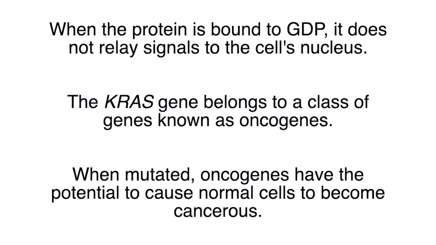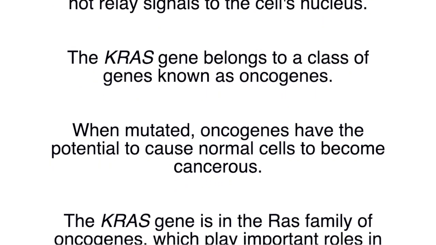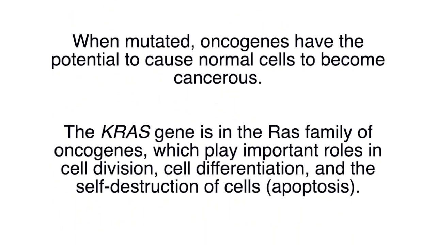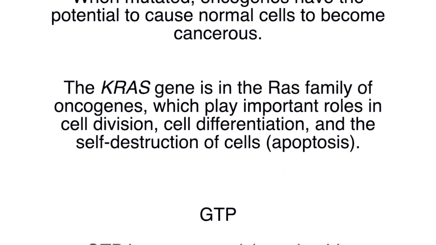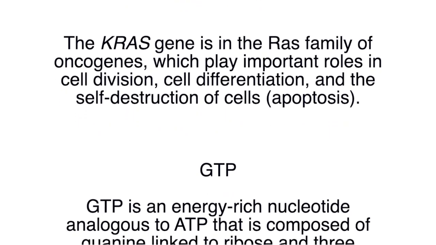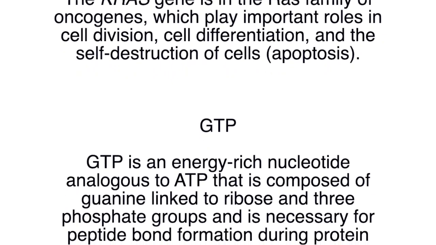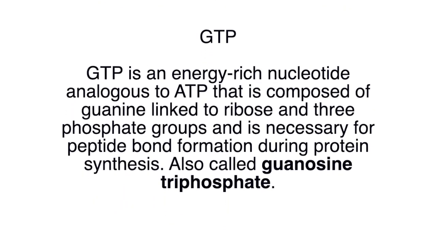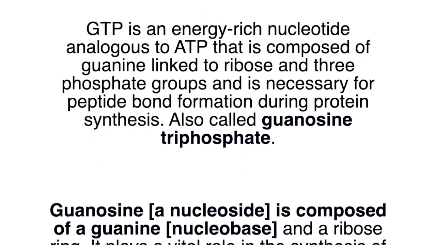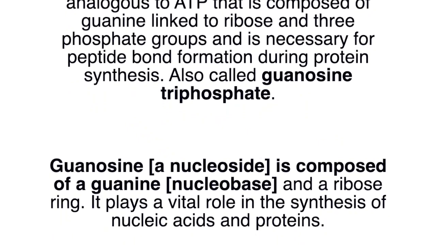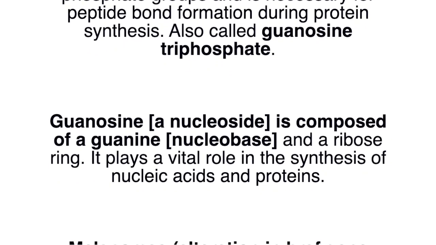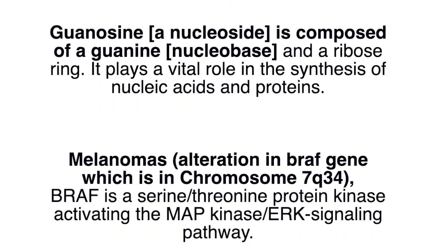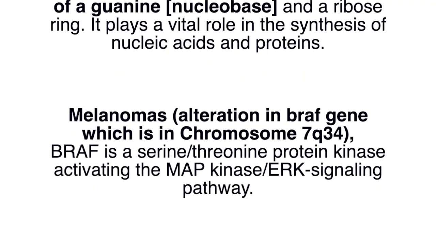The KRAS gene belongs to a class of genes known as oncogenes. When mutated, oncogenes have the potential to cause normal cells to become cancerous. The KRAS gene is in the RAS family of oncogenes, which play important roles in cell division, cell differentiation, and the self-destruction of cells, that is apoptosis. GTP. GTP is an energy-rich nucleotide analogous to ATP, that is composed of guanine linked to ribose and 3 phosphate groups, and is necessary for peptide bond formation during protein synthesis, also called guanosine triphosphate. Guanosine, a nucleotide, is composed of a guanine, that is a nucleobase, and a ribose ring. It plays a vital role in the synthesis of nucleic acids and proteins.